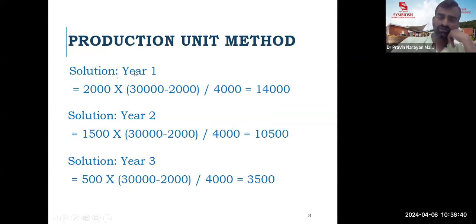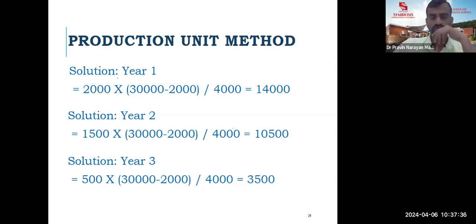So like machine hour, you can see that if the number of units produced by the machinery decreases, the depreciation charge also decreases. Are you able to understand? Yes or no? Okay. I hope you understood these things.